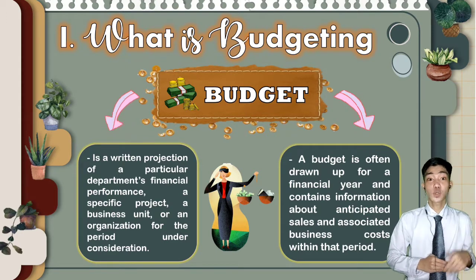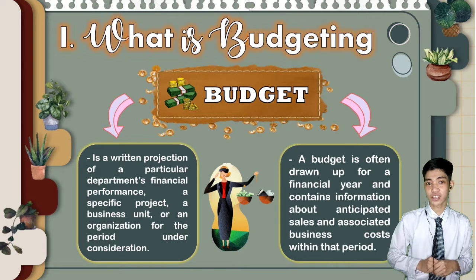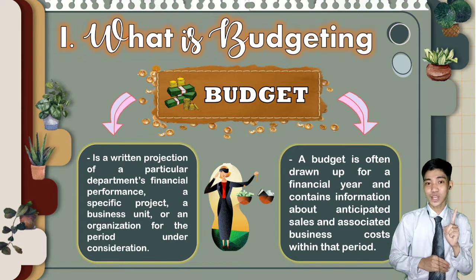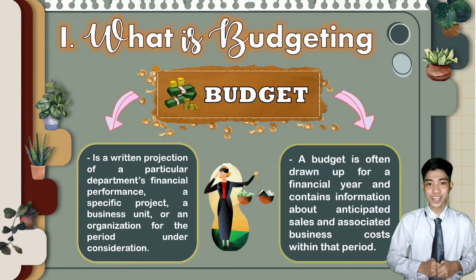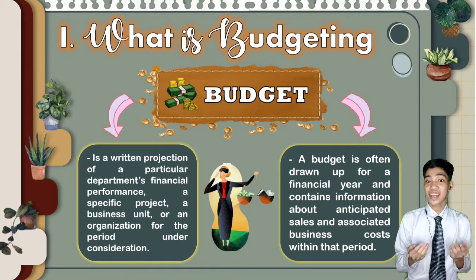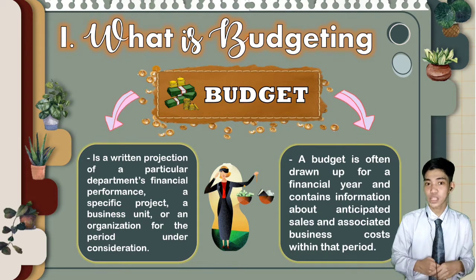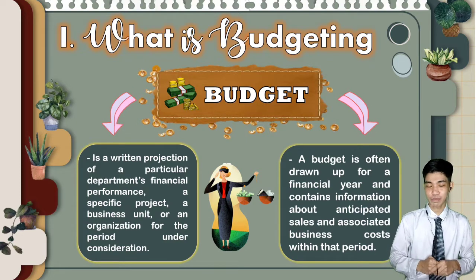So class, sa tulong nito, the business or the establishment can see how well they are expecting to perform within that year. At sa pamamagitan rin nito, the actual performance of that particular establishment can be monitored against this original proposed plan. So sa madaling salita, ang budget ay isang plano upang tulungan ang establishment na pangasiwaan ng kanilang pera at ganun din ang kanilang plano sa hinaharap.